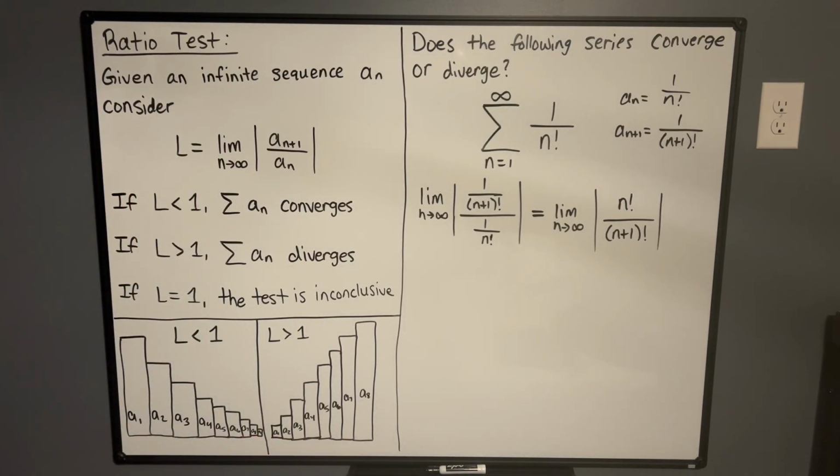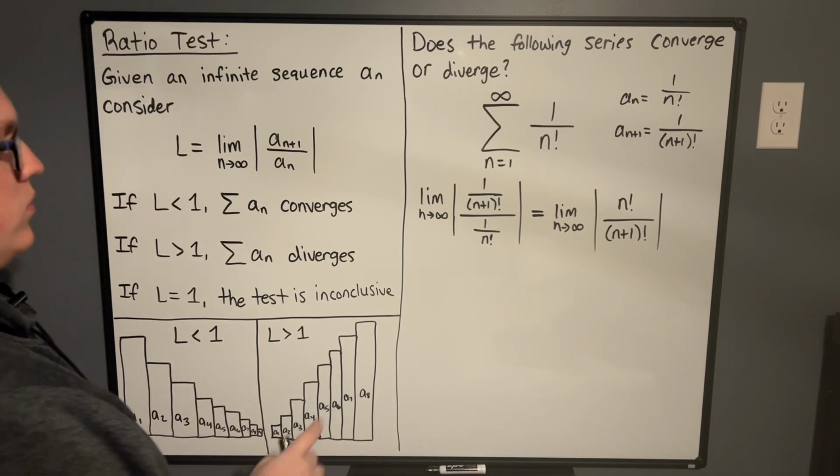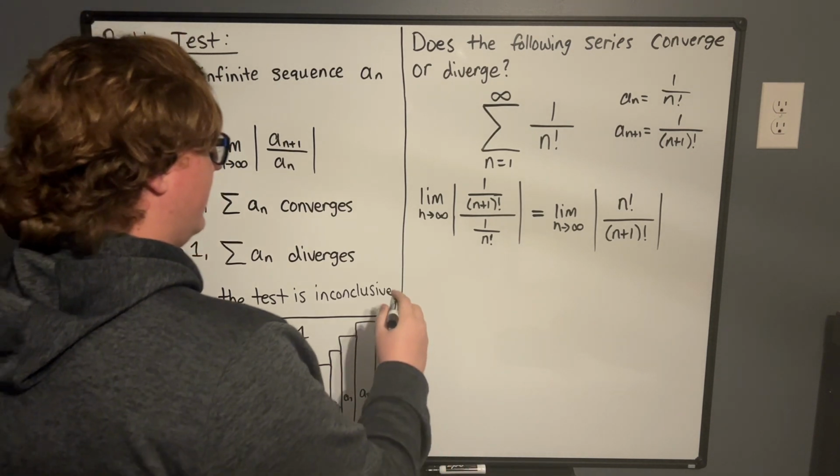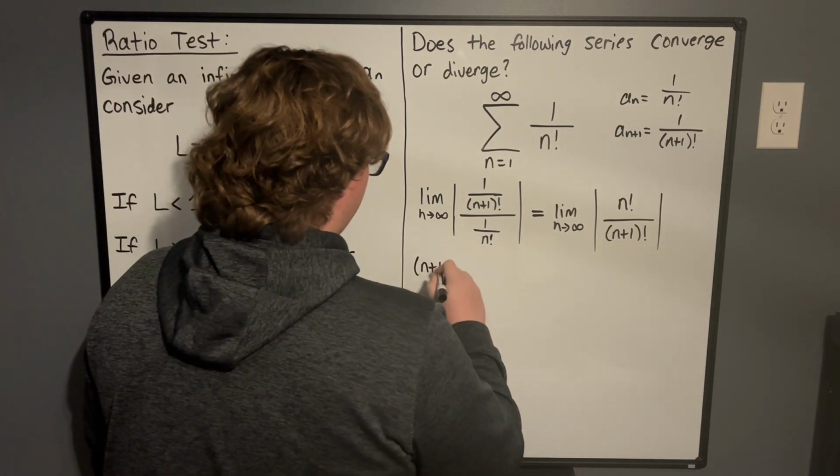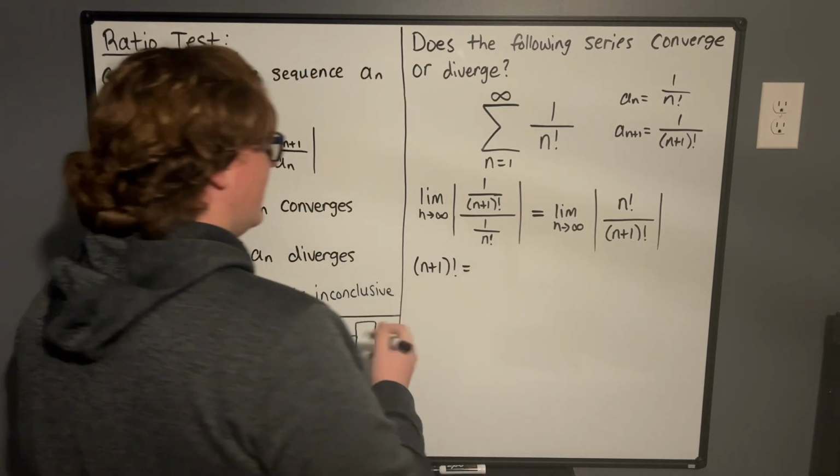So this looks a lot neater now, but we still can actually simplify this a little bit more and make it really easy to evaluate this limit. So let's consider what n plus 1 factorial is, right? N plus 1 factorial. What is that equal to?